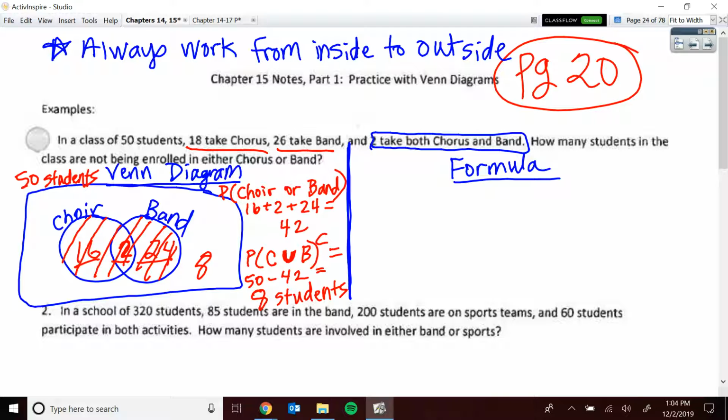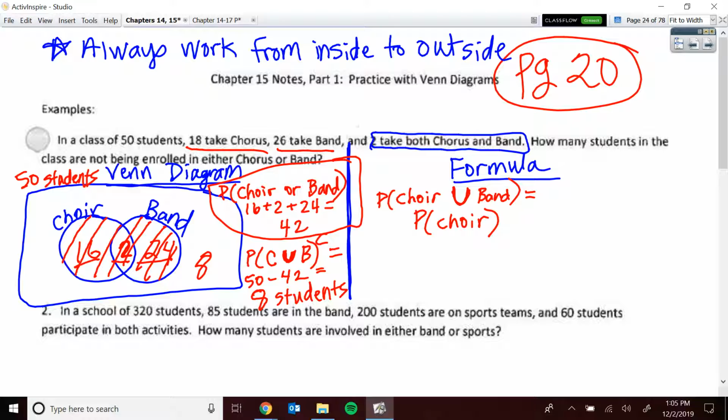All right. Now, let's take a look at the formula way to do this piece here of choir or band. If I want to find out the probability of being in choir or, which is the union, band, and I don't have my picture drawn out, before Thanksgiving, what did we do? When the items are disjoint, what did we get to do with them? We just added the choir or the band together.